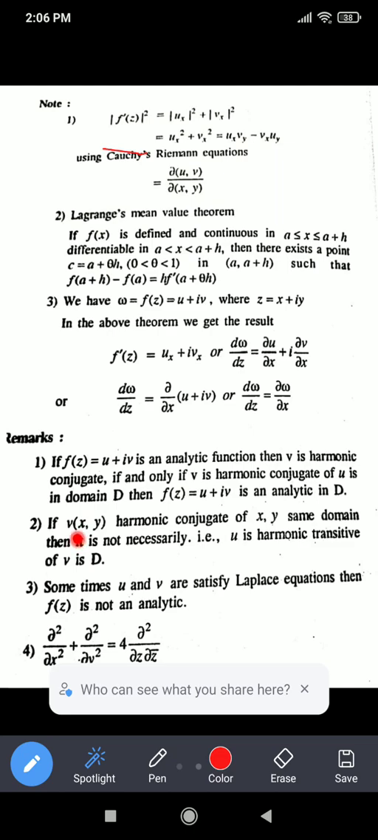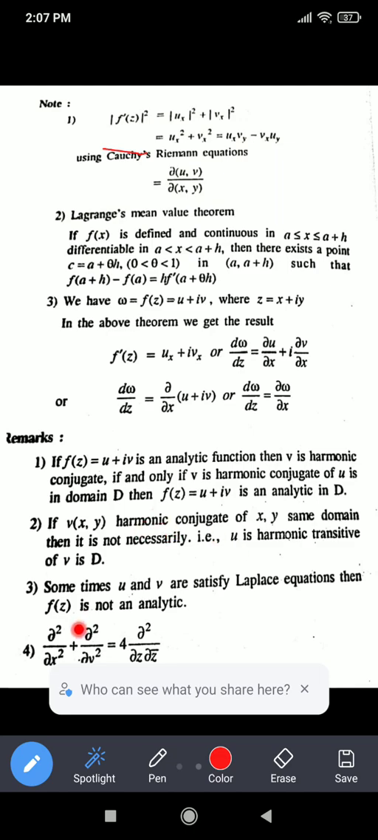If and only if phi is a harmonic conjugate of u in a domain D, then f of z equals u plus iv is analytic in D. Here u is a harmonic function, then phi is a harmonic conjugate of u. Similarly, phi is a harmonic function and u is the harmonic conjugate of v, and vice versa.